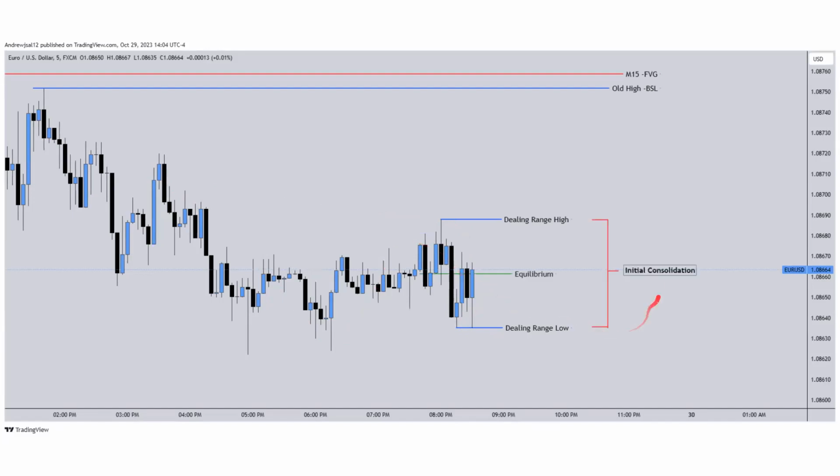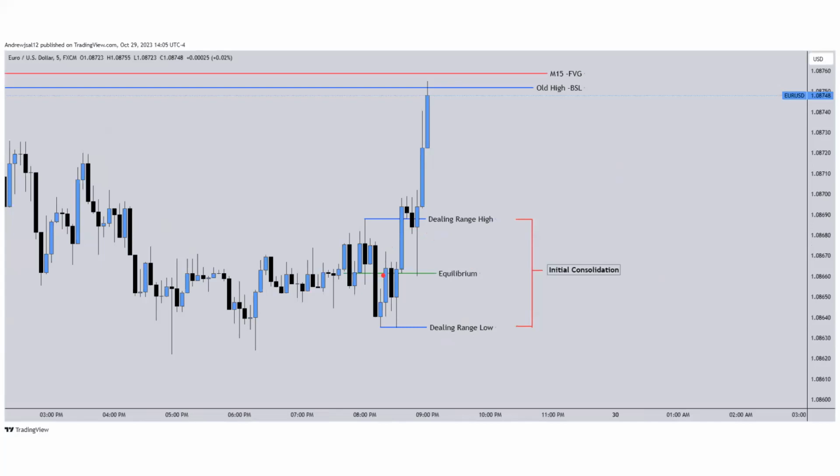So if we measure our initial consolidation, this is our equilibrium of that dealing range. Okay. This is 50% or halfway of that dealing range in here. Okay. We can see price then creates a bullish fair value gap. We have displacement, market structure shift above. Okay. So this is our initial consolidation. Price starts to heavily push away. We come back down into equilibrium of that initial consolidation in here.